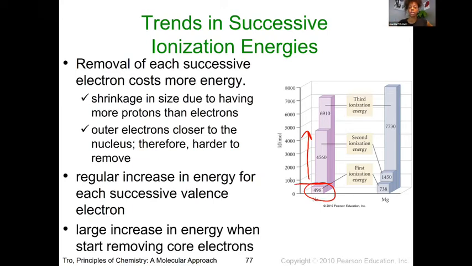Compare that to something like magnesium. Remember, magnesium is group 2, so it has 2 valence electrons. First ionization energy takes some energy. The second one takes more, but not a substantial amount. But then that third ionization energy, now look at that huge jump. That huge jump is telling us we're now jumping into our core electrons. And so we can look at data to help us figure out how many valence electrons something may have just by looking at the ionization trends.